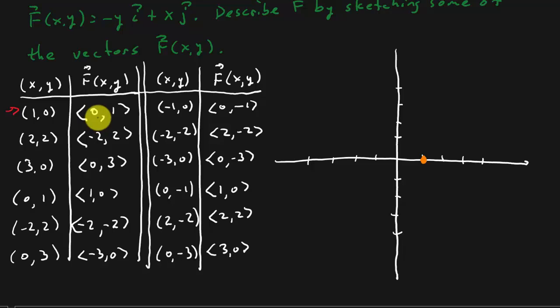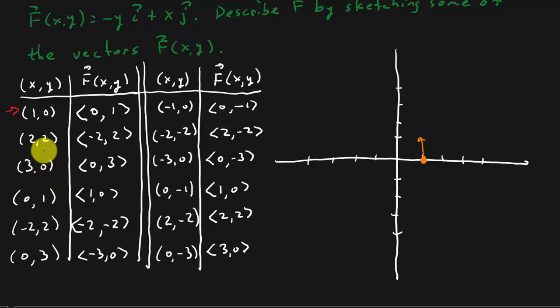So notice this first component. That's your x component, your y component. So the x component tells me it's 0. So I don't move anywhere in the x direction. And then y is 1. So that means I go up 1 unit. And that would be that one.